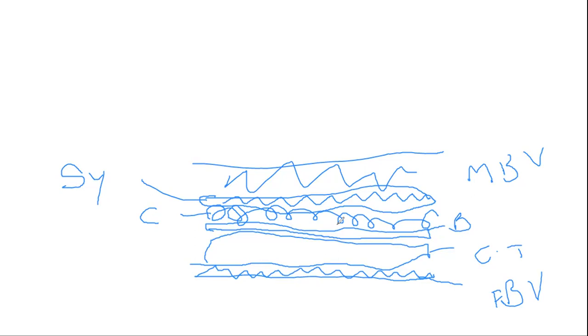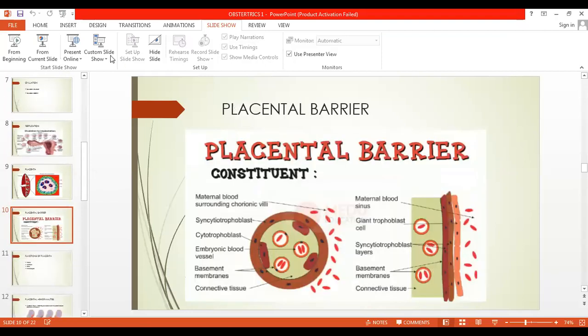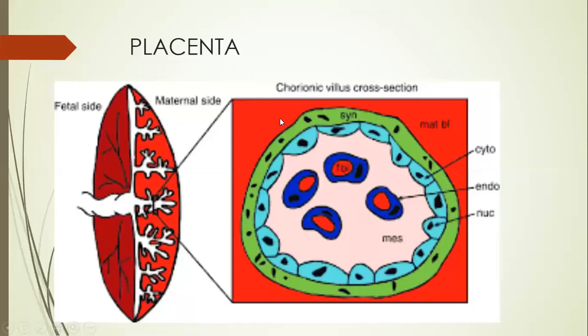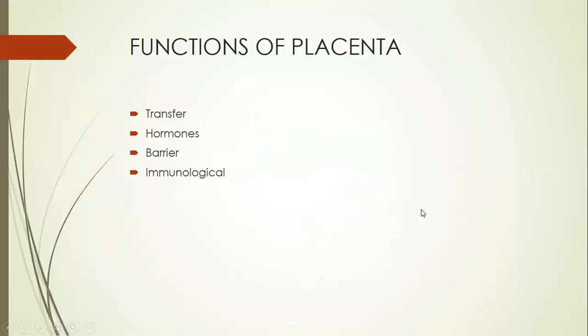And what are the functions of the placenta? You know the functions, please write them down. First one is transportation, that is respiratory, excretory, and nutritive transport. That is the main function of the placenta. So this was the placental barrier, with the maternal blood which we have already mentioned. Then the transfer function: respiratory, excretory, and nutritive transfer.